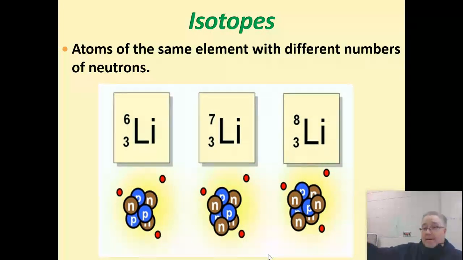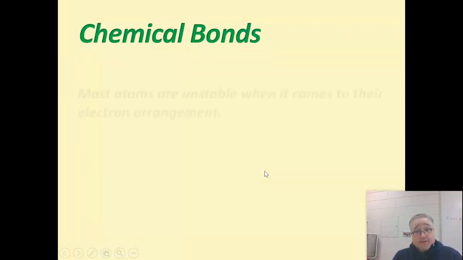It's like if you went out into nature, not that you would ever be able to do this, but if you just scooped up some lithium into your hand, you'd get a whole bunch of lithium atoms. Some of those lithium atoms are lithium-6, some of them are lithium-7, some of them are lithium-8. So there are different isotopes of the same element. I want you to know what that means.